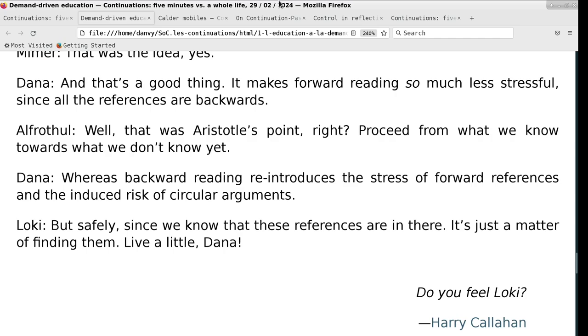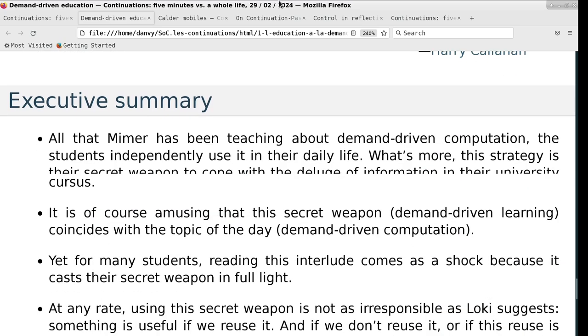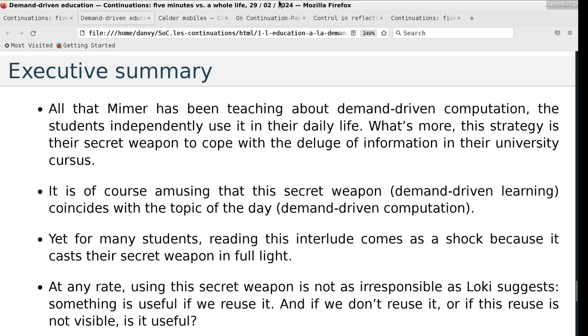Backward reading reintroduces the stress of forward references and the reduced risk of circular arguments. But safely, since we know that these references are in there, it's just a matter of finding them.